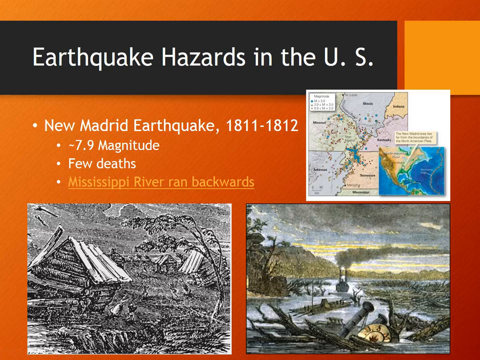Some of the interesting results of this is the Mississippi River actually ran backwards for a small amount of time. And that's because when the earthquakes happened, there were fault scarps that developed, and the water was bouncing off the fault scarp and was forced the other direction, or in some cases, it actually formed waterfalls along the Mississippi River.